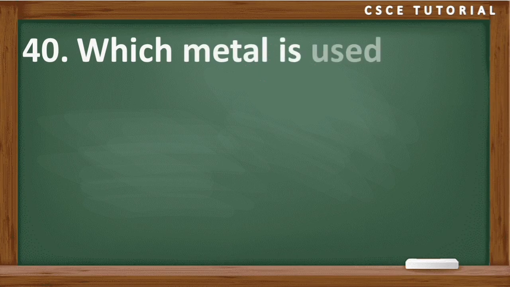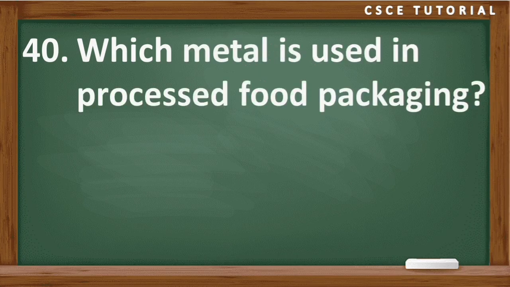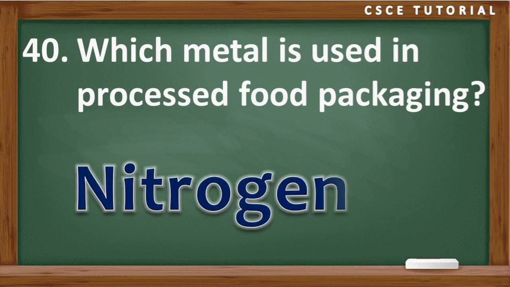40th. Which metal is used in processed food packing? Its answer is nitrogen. Nitrogen is a metal which is used in processed food packaging.